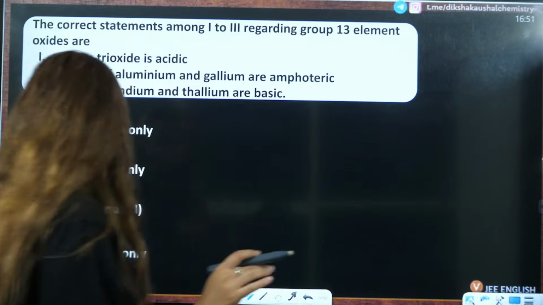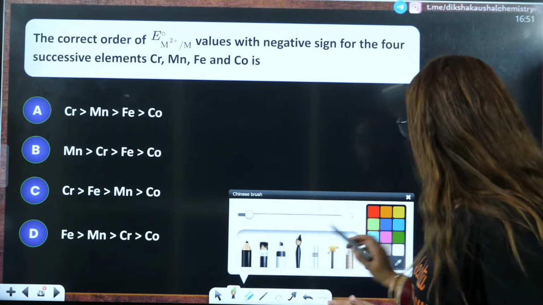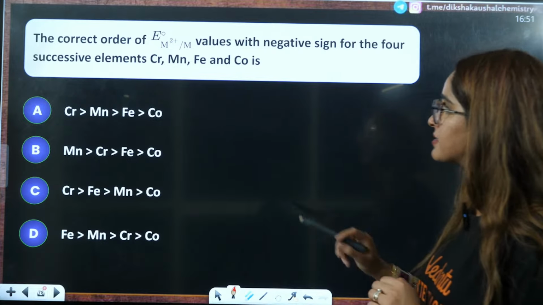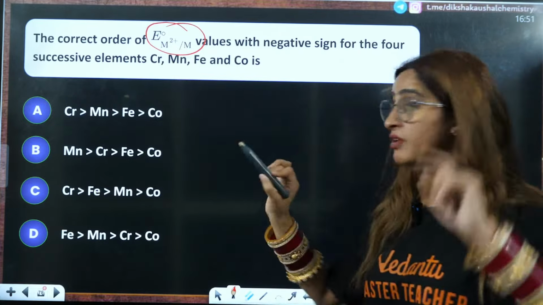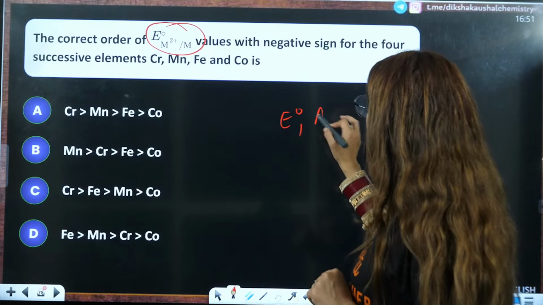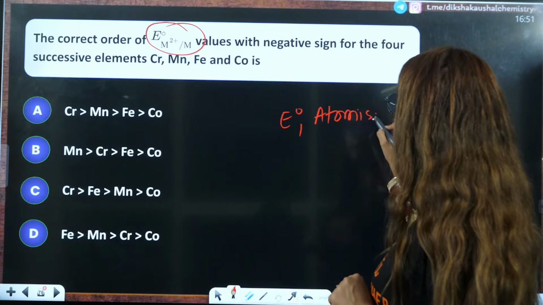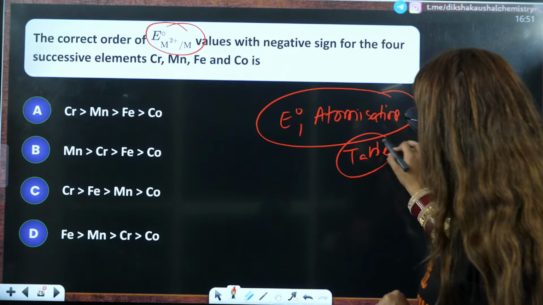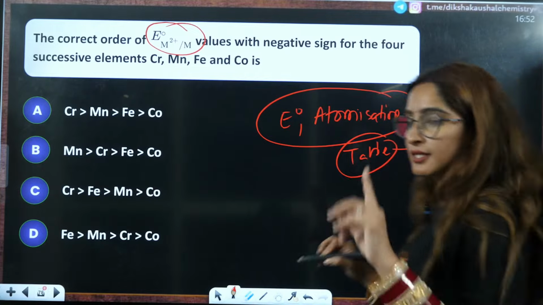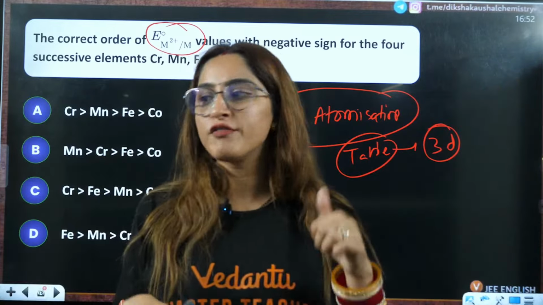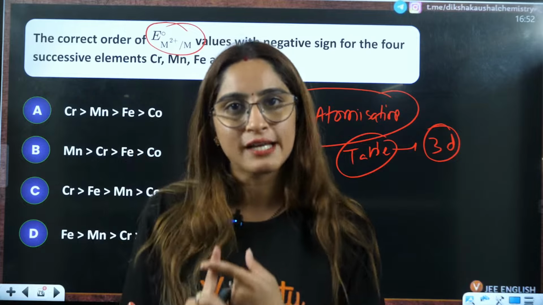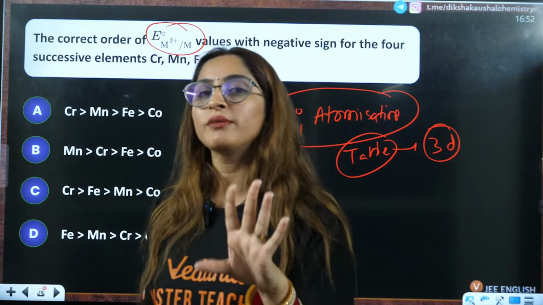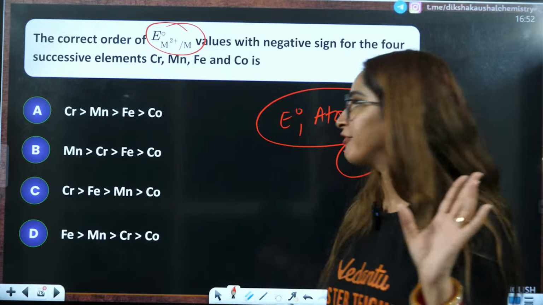Right? Now, next is the incorrect order. They are saying the incorrect order of E naught values with negative sign for the 4 successive elements. Remember E naught and atomization. From that table, they are asking you the questions of 3d series. There is a table of physical properties. I'll send that table on the Telegram channel, right? I'll send you 2 tables for inorganic chemistry. From that, definitely you will see one question, definitely, right?